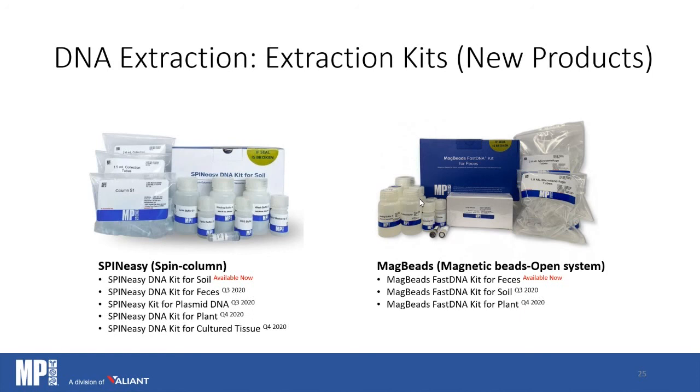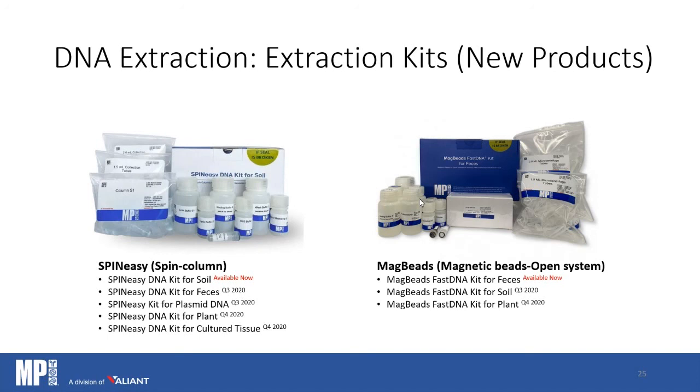SPINeasy is a DNA extraction kit based on spin column technology. It is a silica-based extraction kit that is easier to operate as compared to glass milk. SPINeasy DNA Kit for Soil is available now and more are coming, which include kits for feces, plasmid DNA, plant and culture tissue.